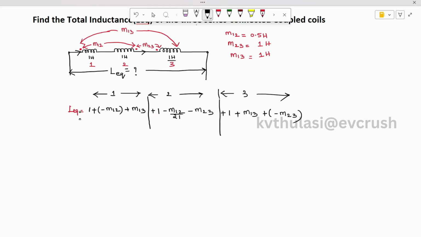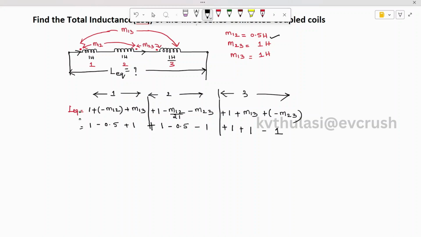Hope you have been able to understand. Let's substitute the values. 1 minus M12, and M12 given in the problem is 0.5, plus M13 is 1. Then 1 plus 1 minus M12, where M12 is 0.5, minus M23, which is 1. Then 1 plus 1 plus M13, where M13 is 1, minus M23, which is 1.